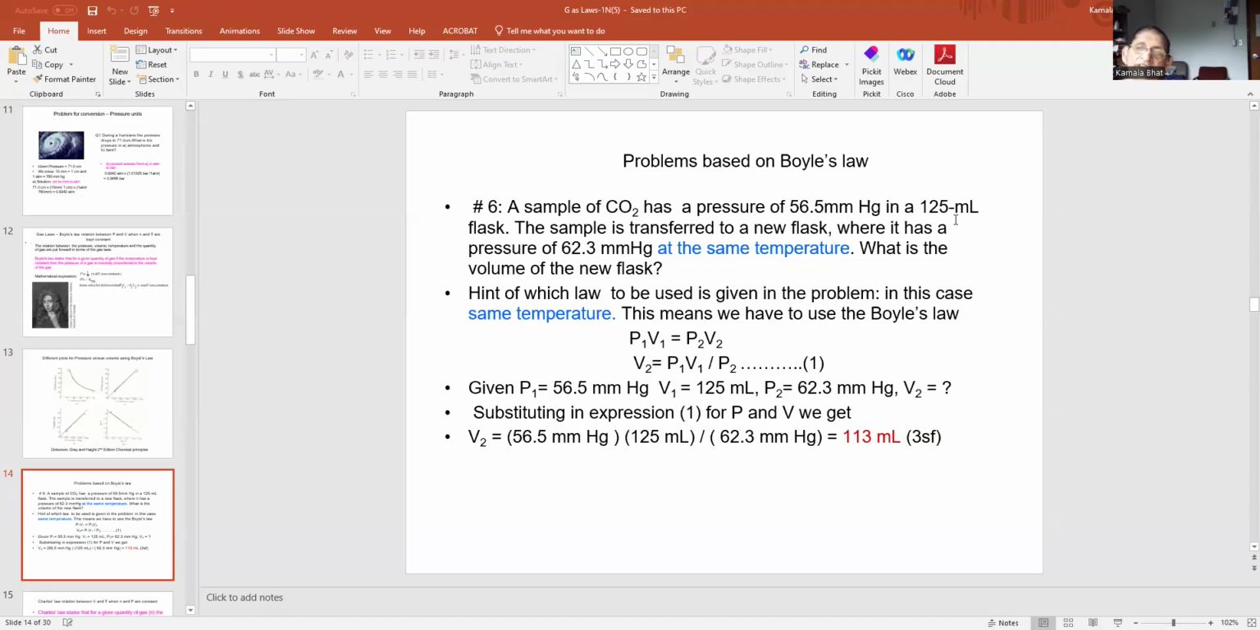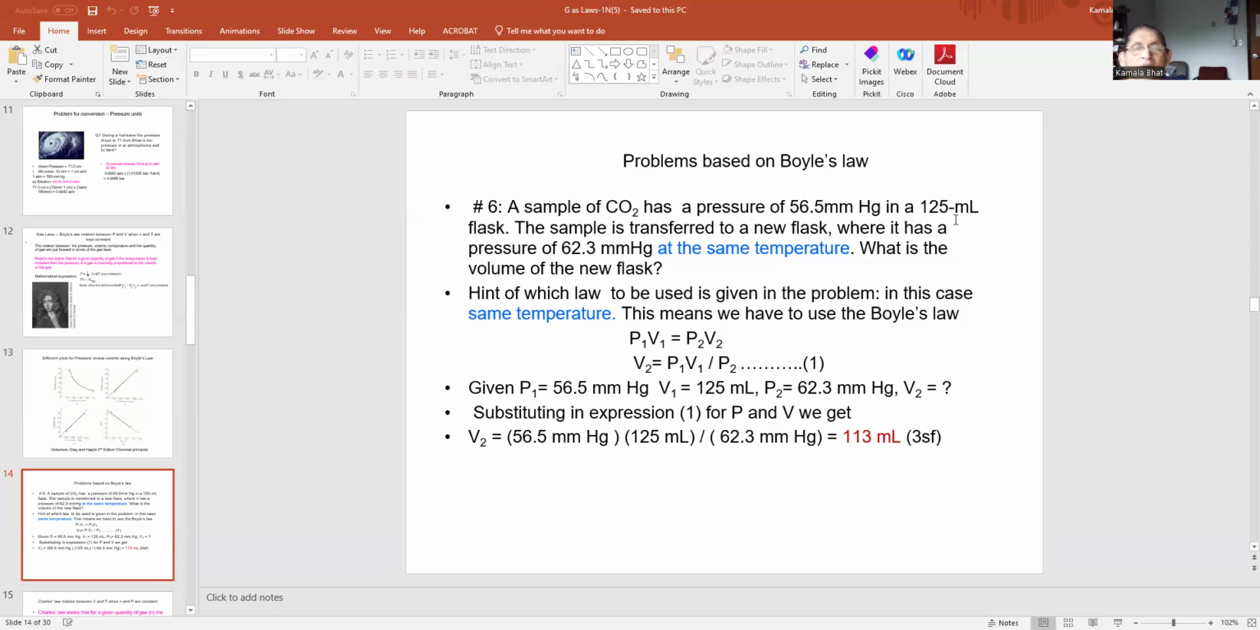The hint for this, as we go along, since numerous laws will come up, you should be able to quickly grasp what the statement states very clearly in the problem. And the hint is we are going to be using Boyle's law. The hint is that at the same temperature, which means that P1 V1 is equal to P2 V2.